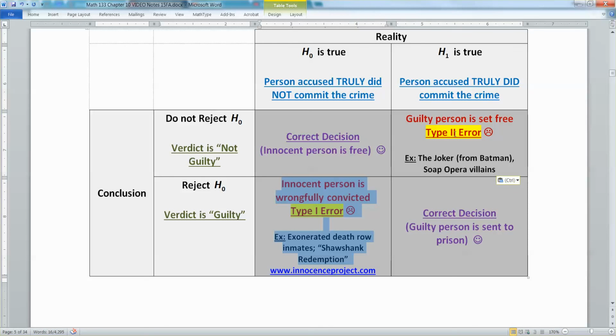So medical testing, legal system, all these kinds of things, anything where you're making a decision, it is possible to be making the wrong decision, and you cannot lower that possibility to zero. We'll talk more about that in a later video.